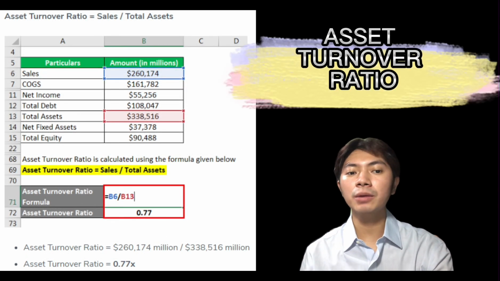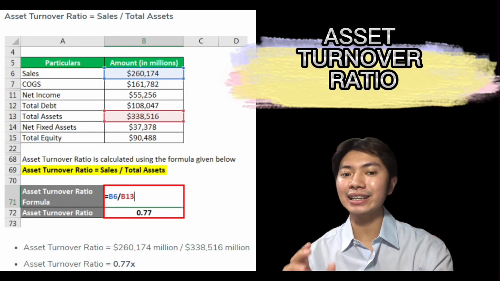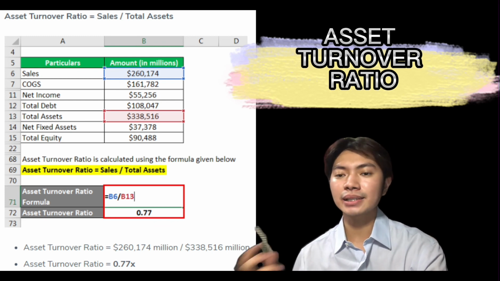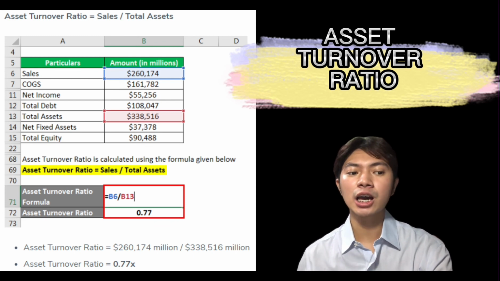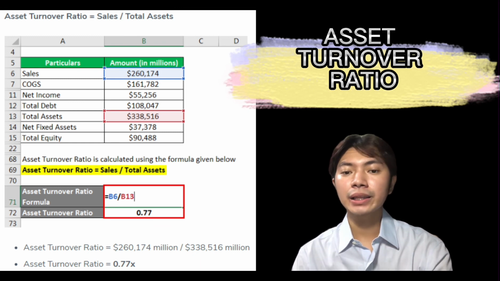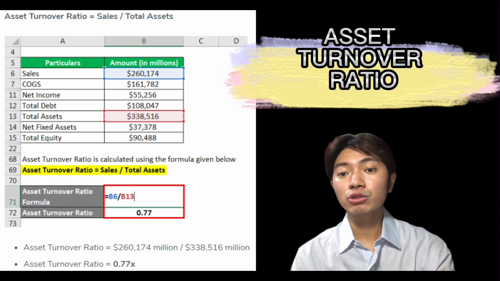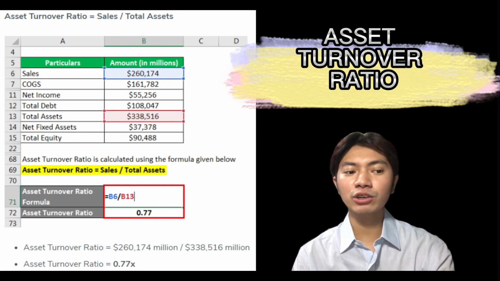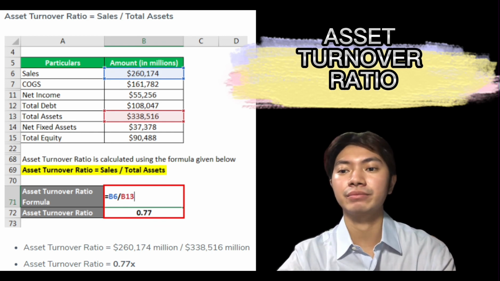The formula of asset turnover ratio, it is equals to sales divided by total assets. So sa example natin, meron tayong sales na 260,174,000 divided by sa total assets natin na 338,516,000 at ang makukuha nating sagot ay 0.77.